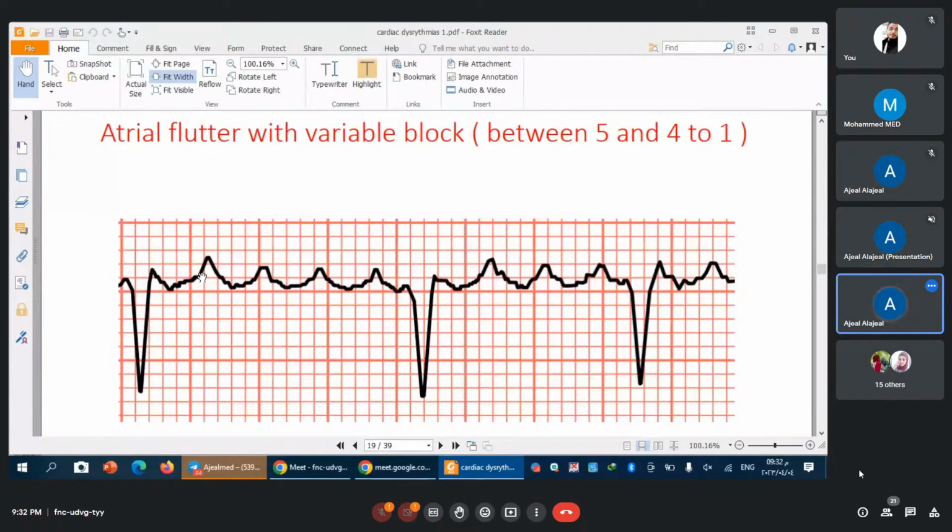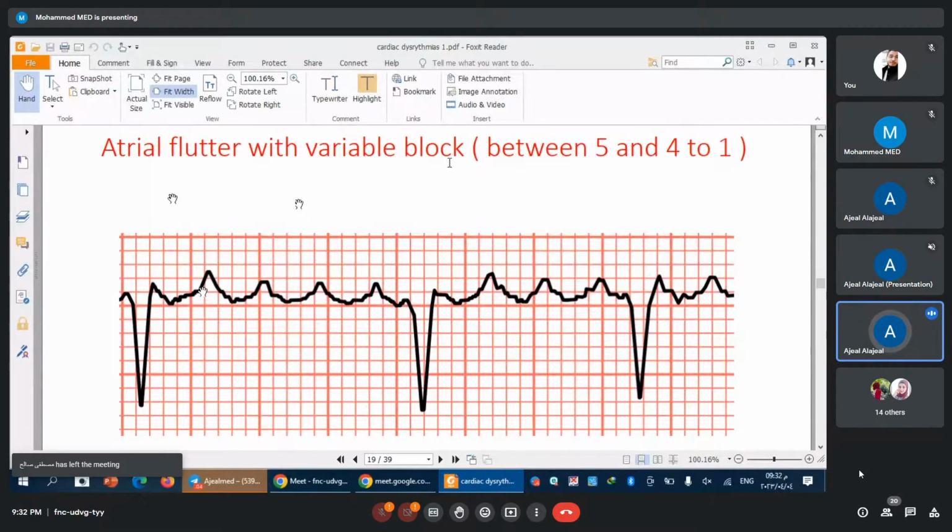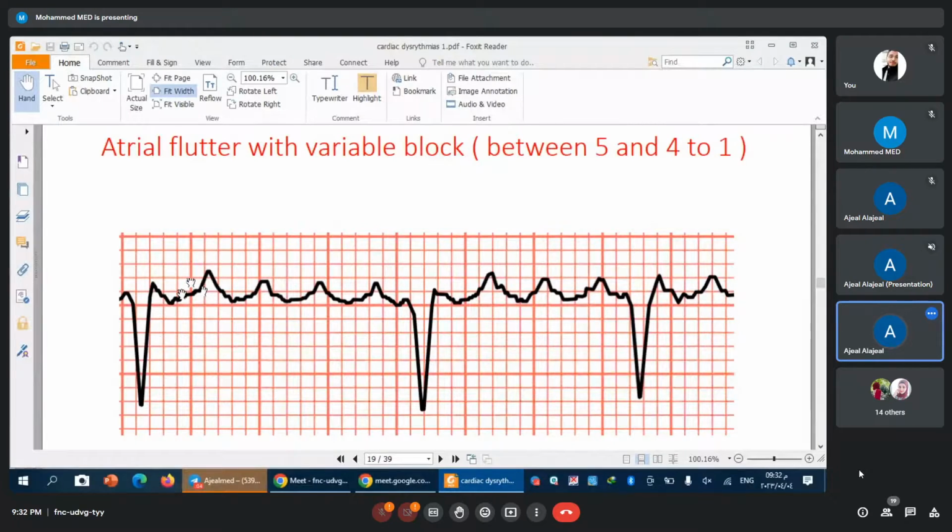This is the ECG of a patient with atrial flutter. You can see these are atrial contractions, and the QRS is the ventricular contraction. So you can see this one is 5 atrial beats to 1 ventricular contraction. Then this one is 4 atrial contractions to 1 ventricular contraction. So this is called atrial flutter 5-1. This is called atrial flutter 4-1. Next slide, please.